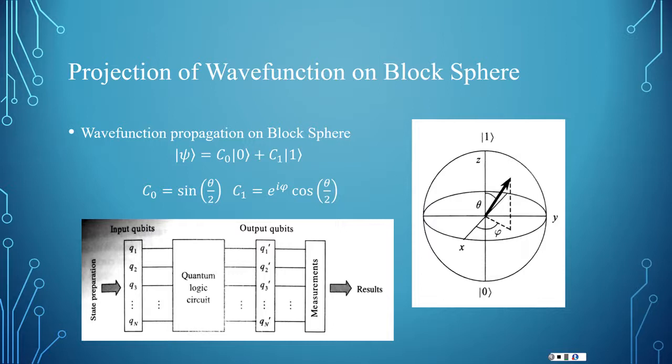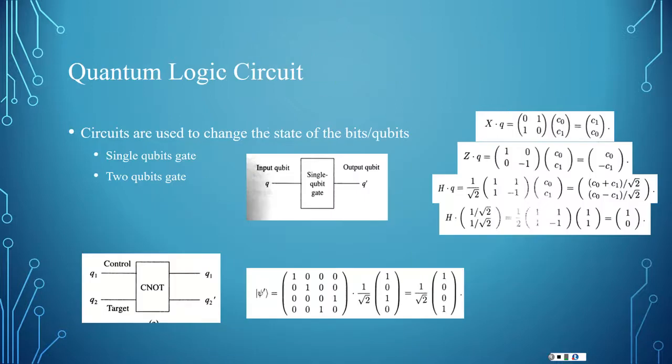So as Sam did, we can project it onto the Bloch sphere, and then what's important is the quantum gate, because we go with all of our states and then we want to change them. Sam talked about both of these already: there's the single gate and the multiple gate, the two-qubit gate. So I'm not going to explain that again.